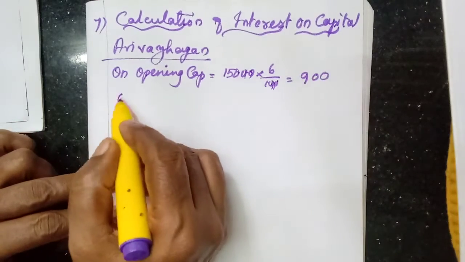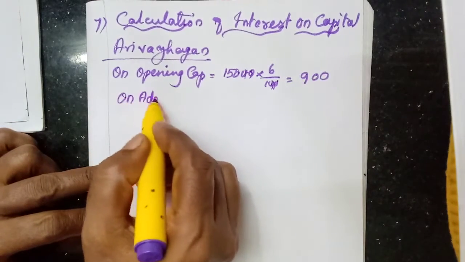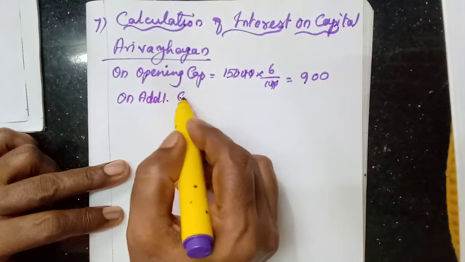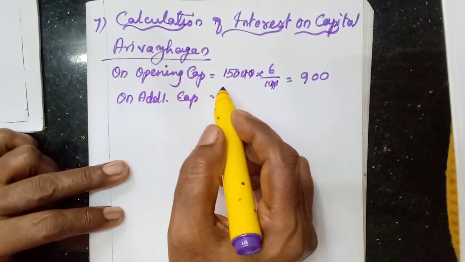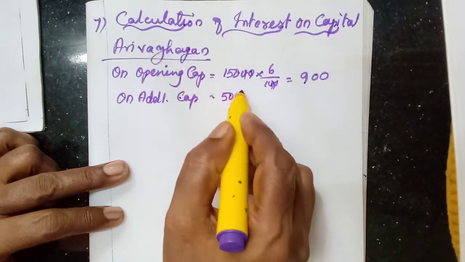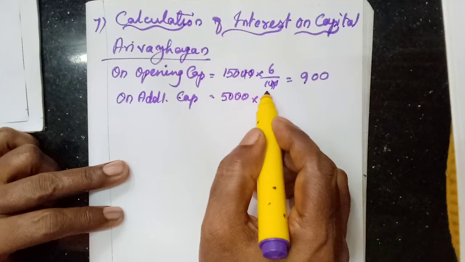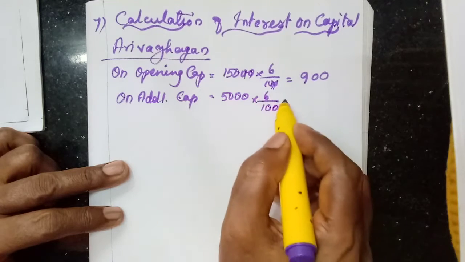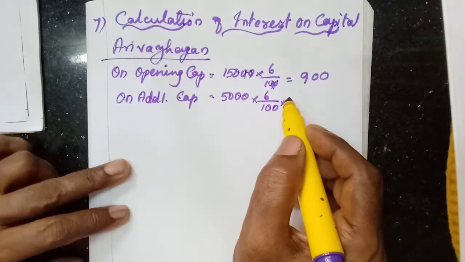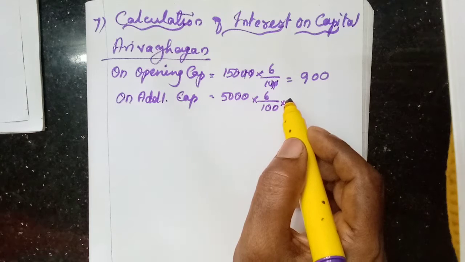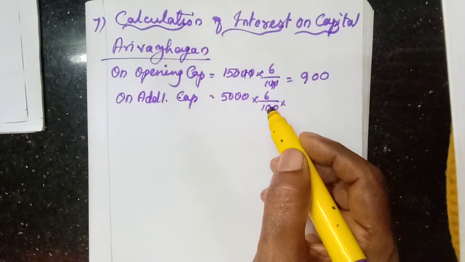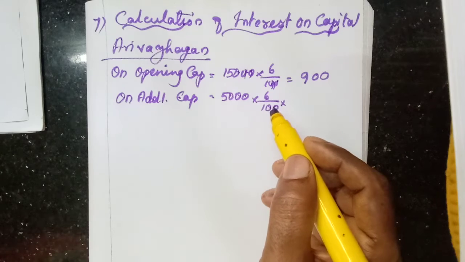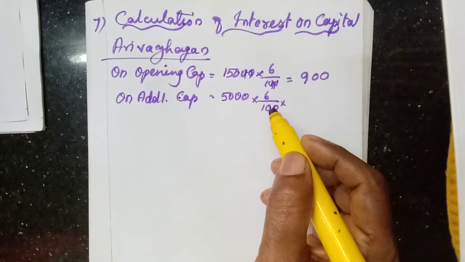Okay, then on additional capital. You have to write fully. Additional capital. What is the amount introduced? Arivalagan introduced additional capital of 5,000. Write the amount. Then rate we know, same rate 16 by 100. Then which date he has introduced? 1st July. So we need to calculate when the opening capital is given on 1st January 2017.